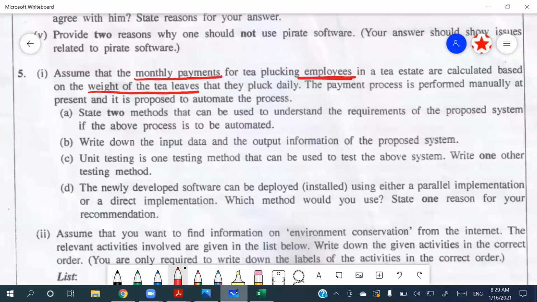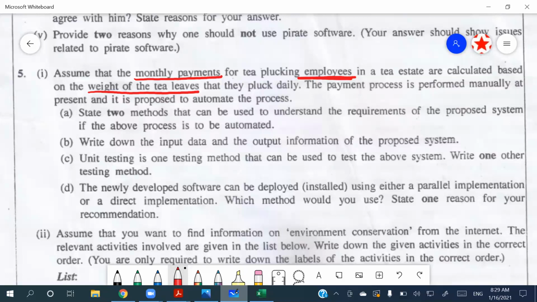And part C: unit testing is one testing method that can be used to test the above system. Write one other testing method. So there are three other testing methods. Unit testing is the smallest one. We check unit by unit. And after that, integration testing is carried out. So some units are gathered together to see whether they are integrated well and working together very well. That is called integration testing.